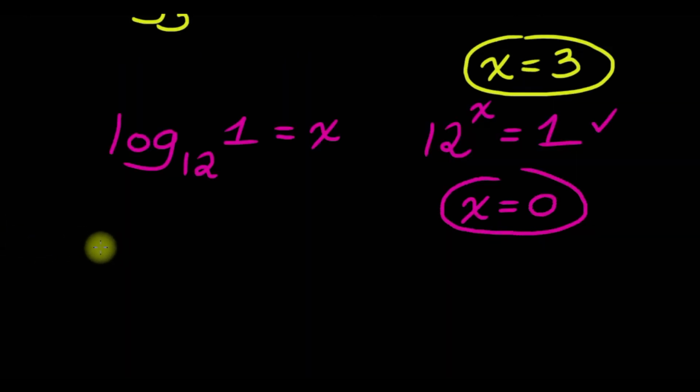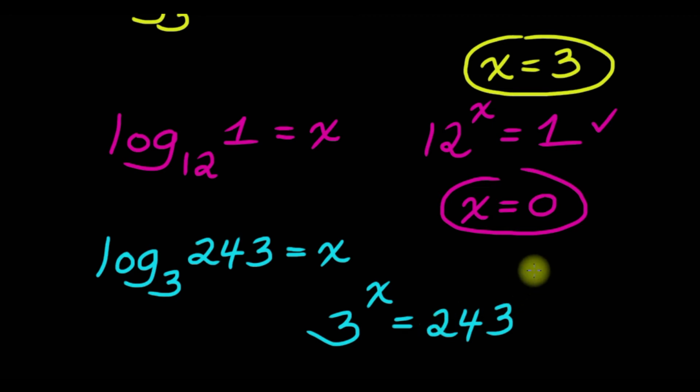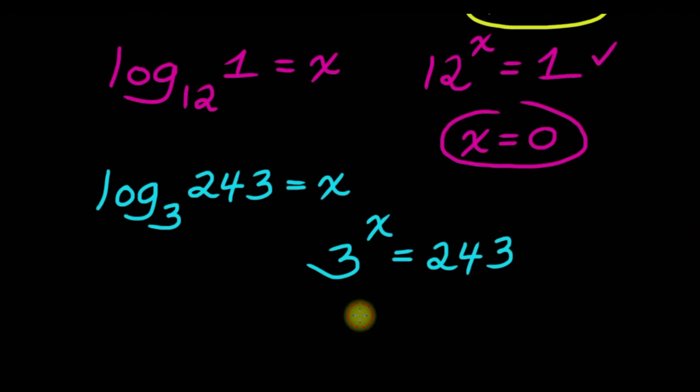Let's take a look at another one. Here we have log base 3 of 243. Again, we are going to evaluate this log. We're going to set it equal to x, so now we're looking for the exponent. It's going to be 3 to what power is 243. So what is the value of x here? In this case, x is going to be 5.